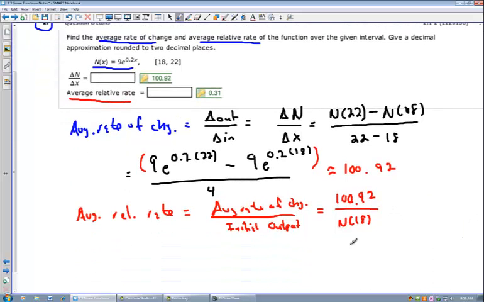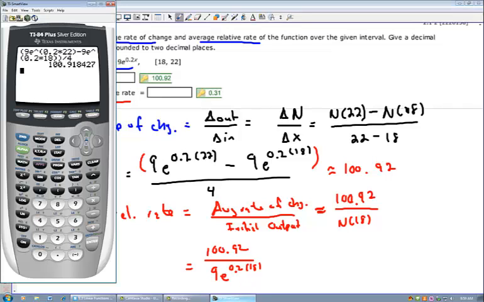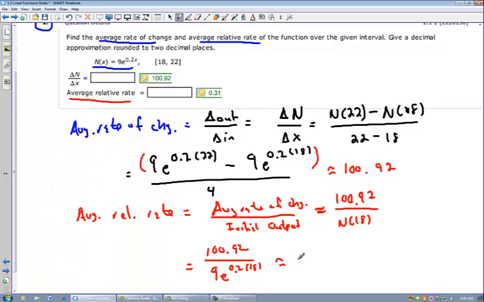And on here, this is approximately equal since we already rounded. And then this is equal to 100.92 divided by n of 18, which is 9 e to the 0.2 times 18, and I'll use my calculator to crunch this out. I can find it more precisely if you just hit divide by, and I have to put parentheses in the bottom, so 9 second ln to get e to the 0.2 times 18 in parentheses, end parenthesis, and I hit enter, and I get out approximately 0.31, which is about 31%.